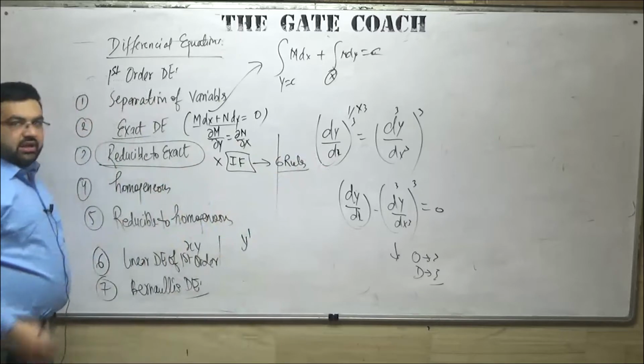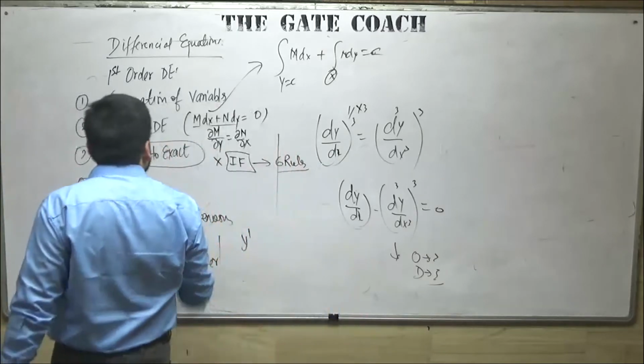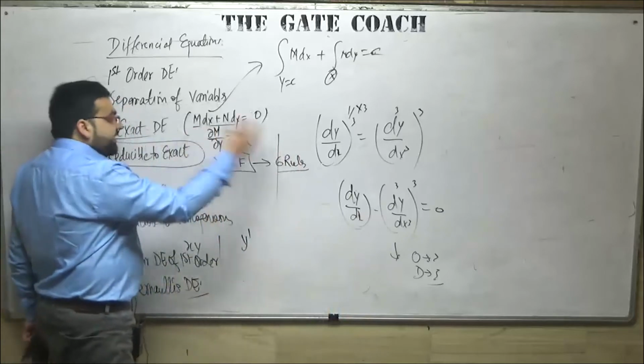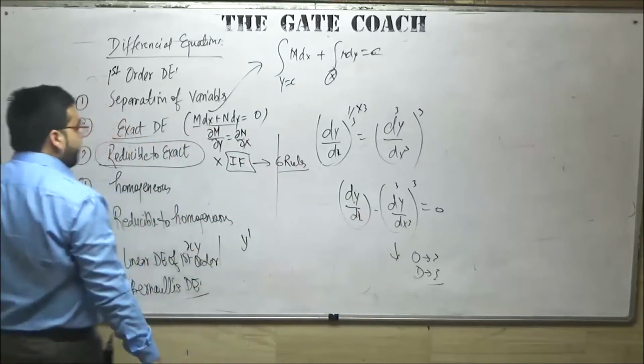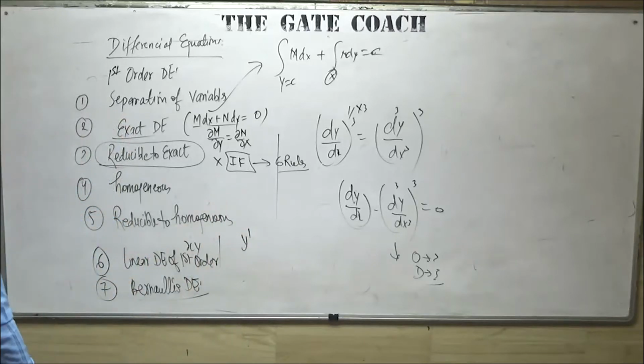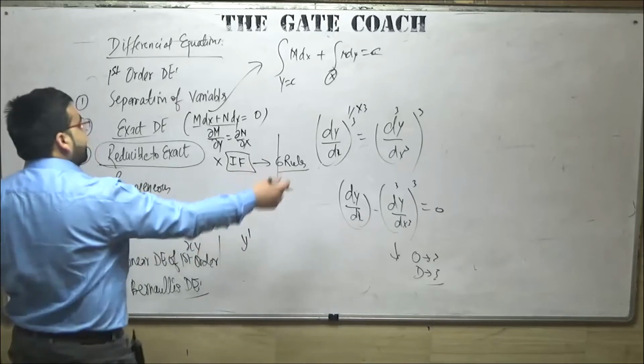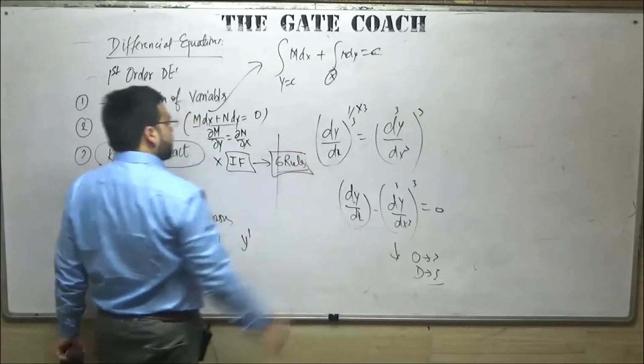The first rule is the visual examination. The second rule is, if it is in the form x dy minus y dx, then we multiply it with minus 1 upon y². If it is x dx plus y dy, then what do we do? We multiply it with 1 upon x². So for various things we have different types of rules, a total of 6 rules.